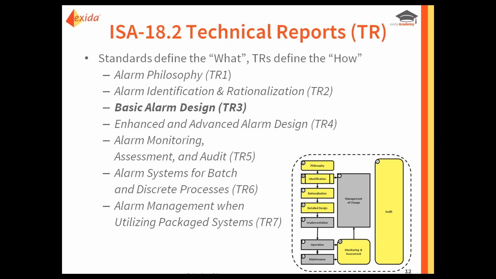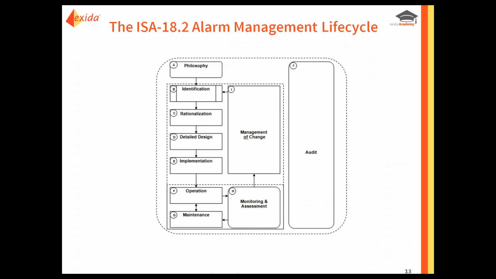There are 7 of them in all. TRs 3 through 6 are published and available. TR 1 and 2, I believe, have both been approved and are in their final formatting, so they're soon to be released, and TR 7 is in process. So you can see also that the technical reports go into detail about 1 or 2 specific stages of the alarm management lifecycle. And we're going to talk about basic alarm design, which actually I will show you now where that shows up.